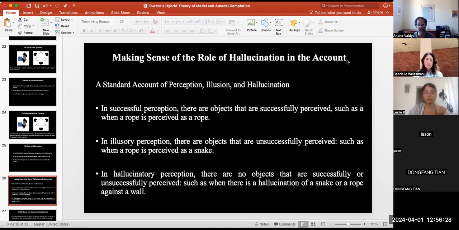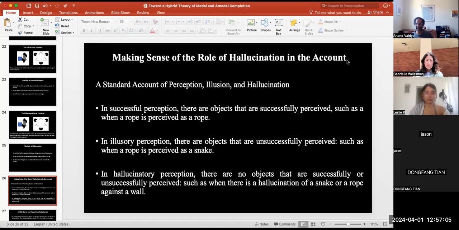In successful perception, there are objects that are successfully perceived, such as when a rope is perceived as a rope. In illusory perception, there are objects that are unsuccessfully perceived, such as when a rope is perceived as a snake. In hallucinatory perception, there are no objects that are successfully or unsuccessfully perceived, such as when there is a hallucination of a snake or a rope against a wall. So this is common discussion, especially in contemporary talk, about what we mean by the word hallucination.